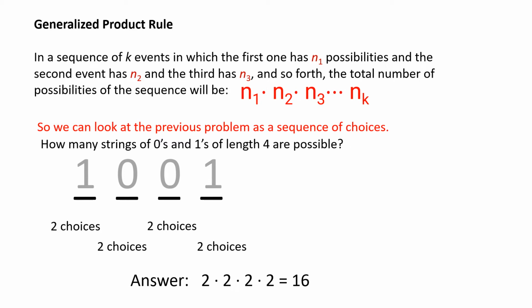So we've solved the same problem. We've still used the product rule, but we're seeing it in terms of, instead of looking at this cross product, let's make a choice for the first slot, let's make a choice for the second slot, and so on. And then let's see how many choices we have for each of those decisions, and then we'll multiply all of those together, and that's how many possibilities we would have.